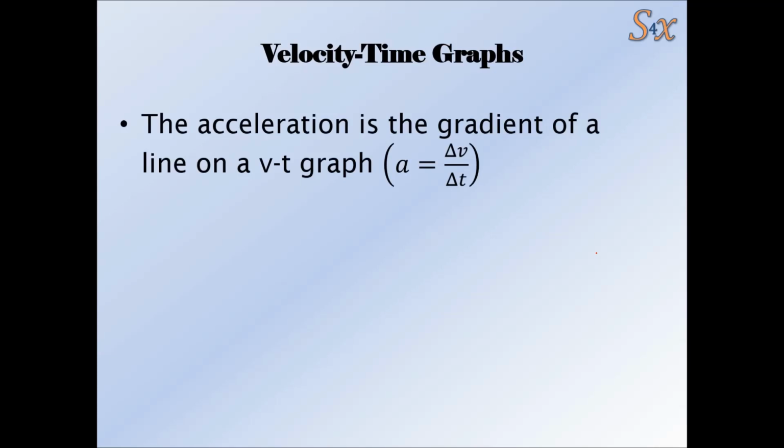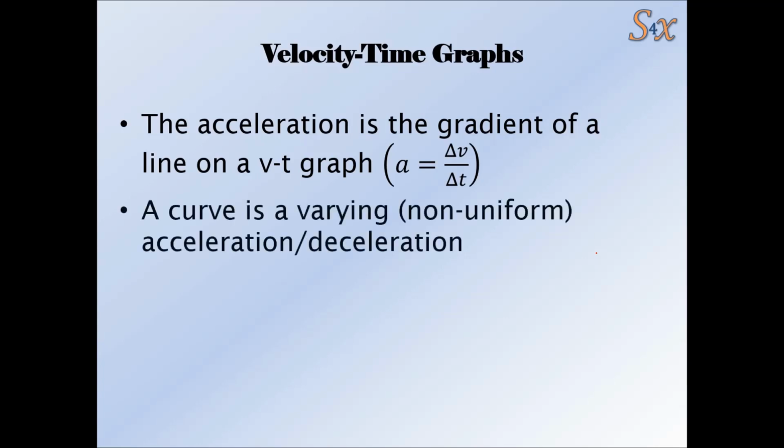So a summary of that: acceleration is the gradient of the line on the VT graph. So to work out A, we'd measure the change in velocity divided by the change in time. That will give us the rate of acceleration. And a curve is a varying or a non-uniform acceleration.